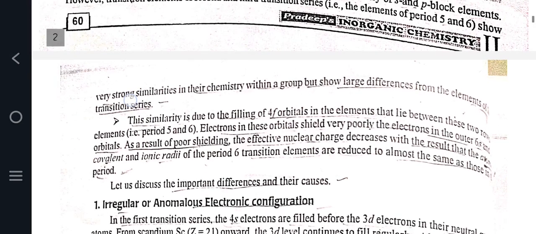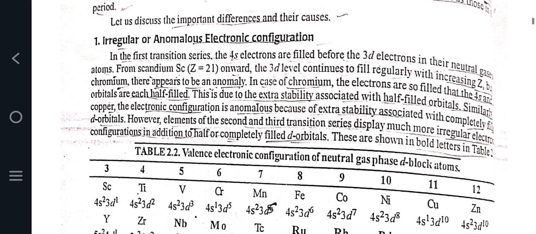Let us discuss the important differences and their causes. First, irregular and anomalous electronic configuration. In the first transition series, the 4s electrons are filled before 3d electrons in the neutral gaseous atom from scandium, atomic number 21 onward. The 3d level continues to fill regularly with increasing Z, but for chromium there appears to be an anomaly. In the case of chromium, the electrons are filled such that the 4s and 3d orbitals are each half filled. This is due to the extra stability associated with half filled orbitals.